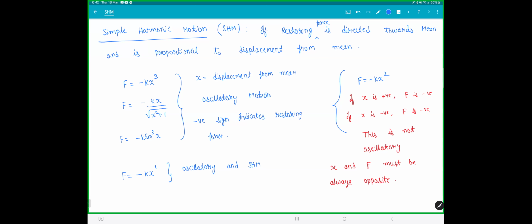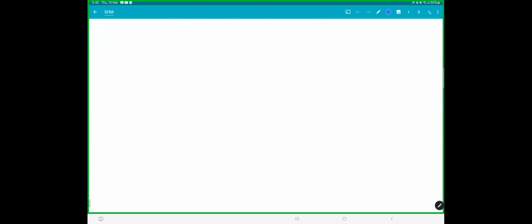Are all oscillatory motions periodic? So an oscillatory motion need not be periodic.